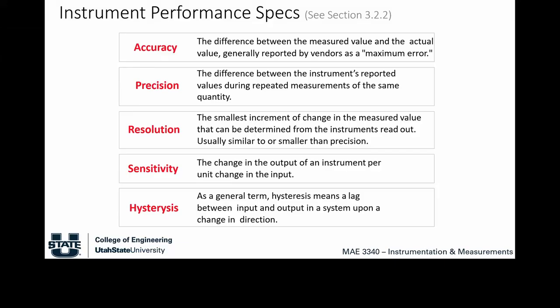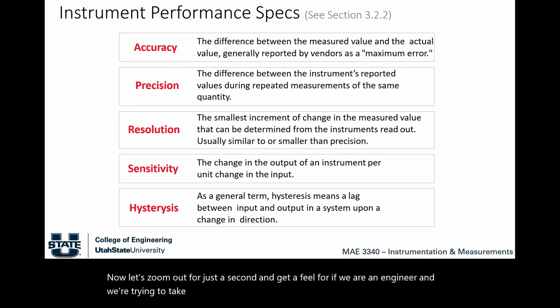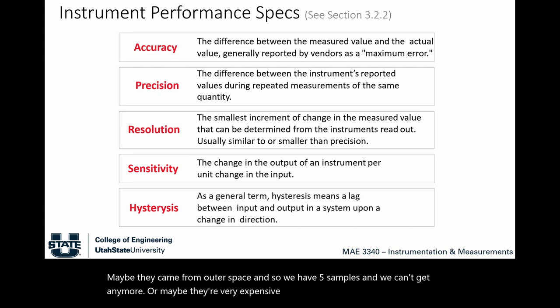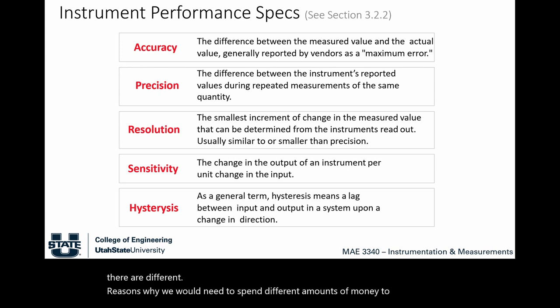Now let's zoom out for just a second and get a feel for what is important to us if we are an engineer trying to take measurements. Well, we've got a finite number of resources or money, and maybe we've got a finite number of samples. Maybe they came from outer space, and so we have 5 samples and we can't get any more. Or maybe they're very expensive to manufacture, or maybe we need them because we're making money off of each one, and so we can't destroy any more. So there are different reasons why we would need to spend different amounts of money to get good data.